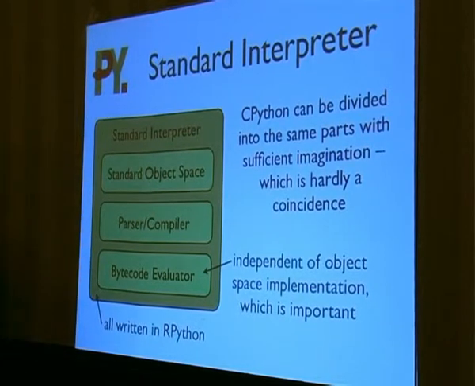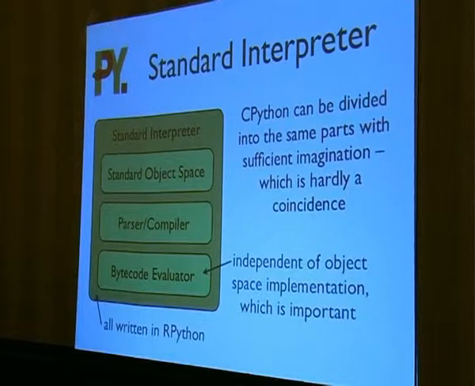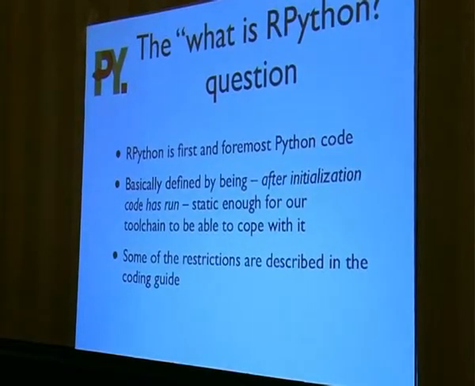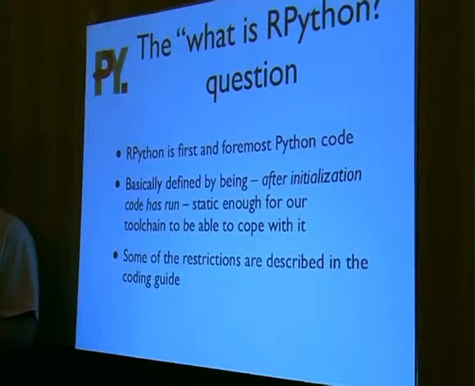As the last slide said, all this is written in RPython. It can be translated. So what is RPython? The first point says it is Python code. This means that we can write unit tests that test our standard interpreter, as opposed to having to compile the whole thing. Well, not quite actually unit tests.